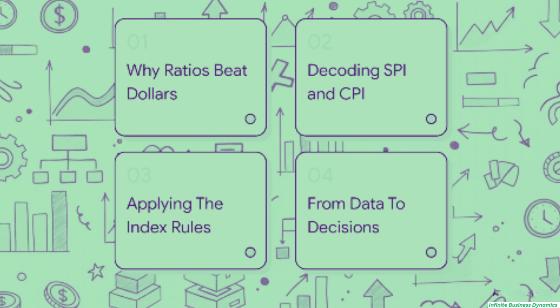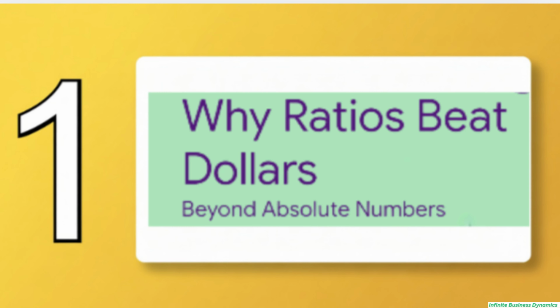Let's get into it. Okay, so let's start with the fundamental problem here. You know, in our last explainer, we talked all about variances. And they're great, don't get me wrong, but they only tell you part of the story. They tell you how much you're off, but they don't tell you how efficiently you got there.